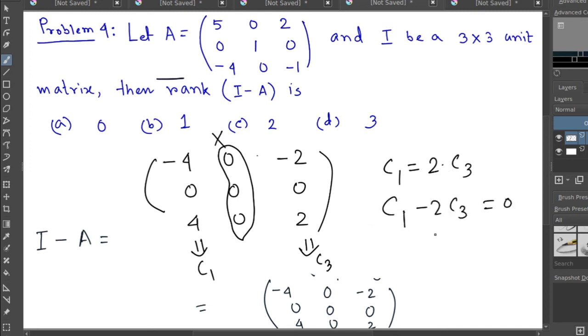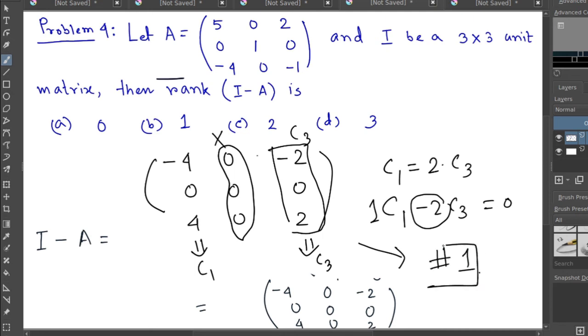So basically the linear combination of C1 and C3 is 0, but the coefficients are not 0. The coefficient of C1 is 1, so the coefficients of C1 and C3 are not 0, which says that the column vectors C1 and C3 are linearly dependent. So only one will contribute. The only independent column is, for example, C3. So the other columns are linearly dependent, and the rank of this matrix is 1.